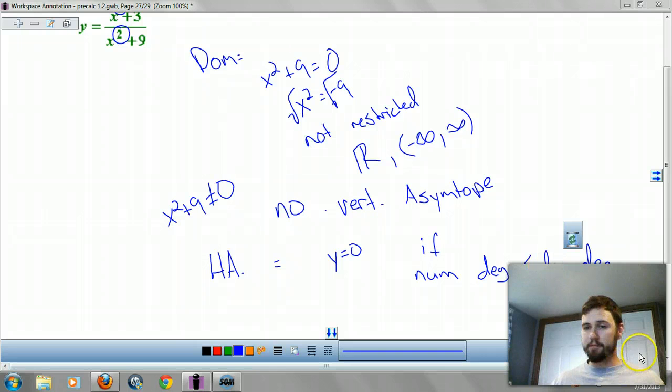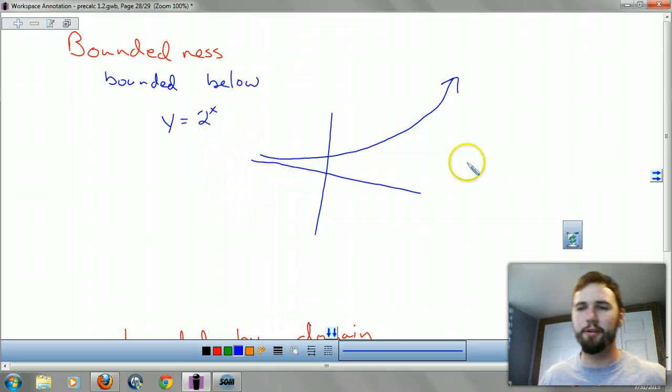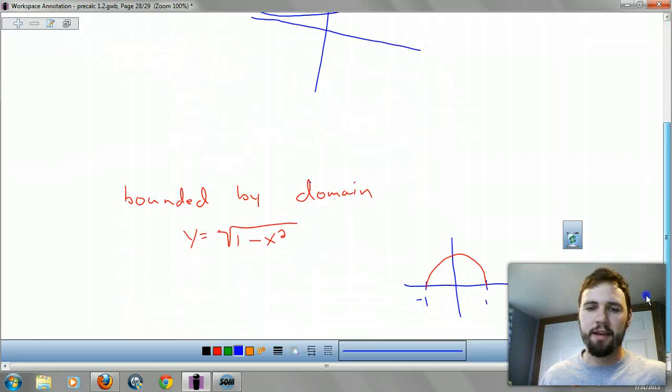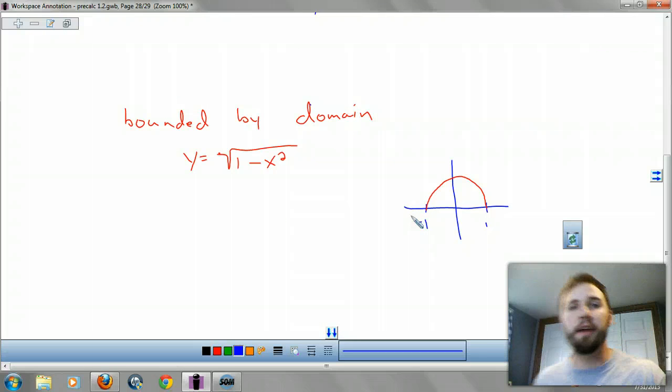That button doesn't work. Okay. Boundedness, I just want to show you this. Don't worry too much. This is an example of something bounded below. It has a lower asymptote. I did want to show you something interesting to think about that will come up in calc.